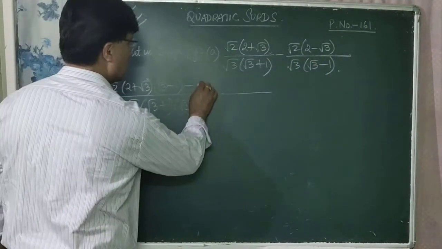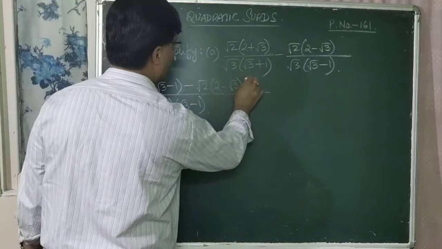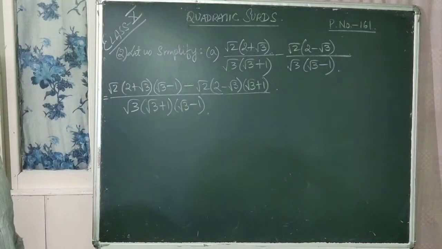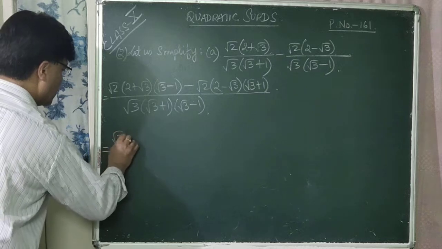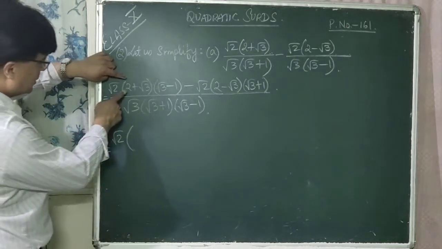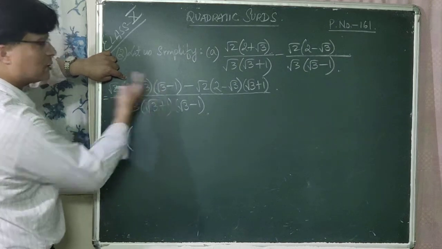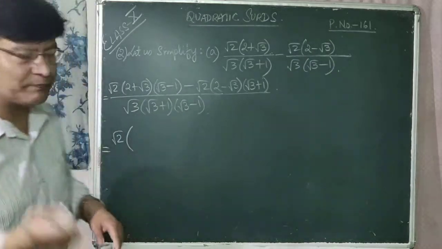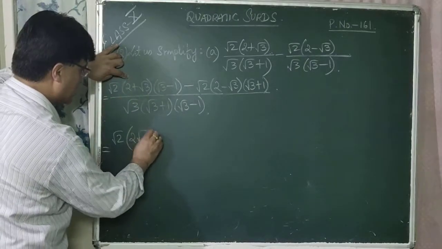So what do we get? Root 2 within bracket, 2 minus root 3, into what is here? This is root 3 plus 1. Is that clear? So let us simplify it. Root 2 within bracket: this is 2, the rational number, and root 3 is a surd. If you multiply them, you should write 2 root 3. Suppose one is 2 and the other is a. What is this multiplication? 2a. Similarly, 2 into root 3 is 2 root 3.